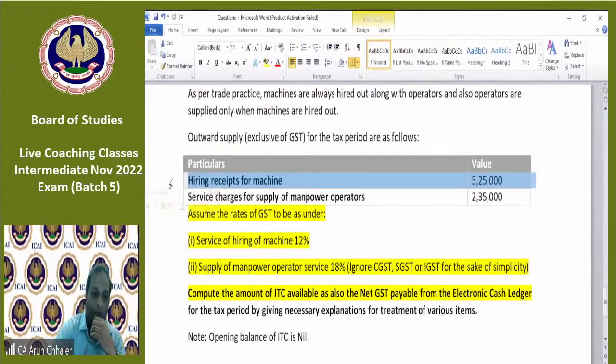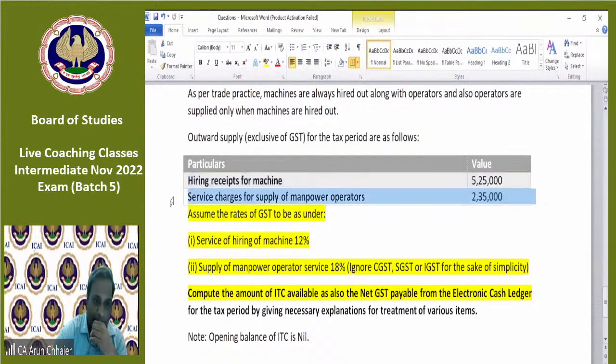Fine. What about the service charge for supplying the manpower? What rate would be applicable on the service charge for supply of the manpower operator? Is it 12 or is it 18?